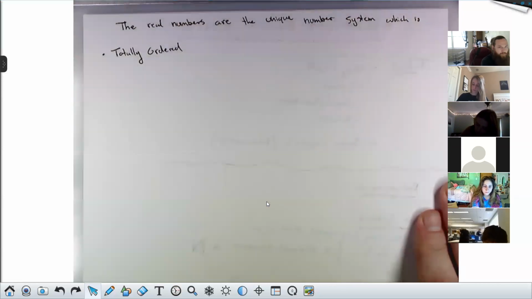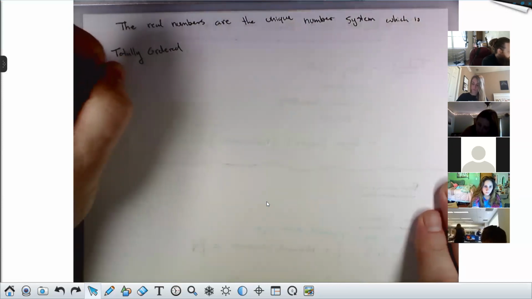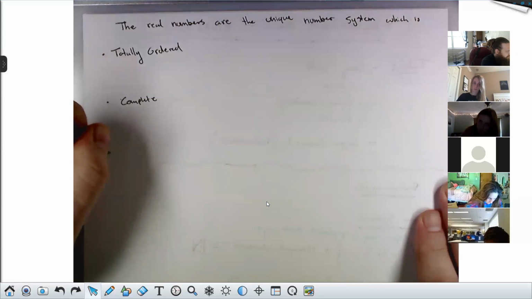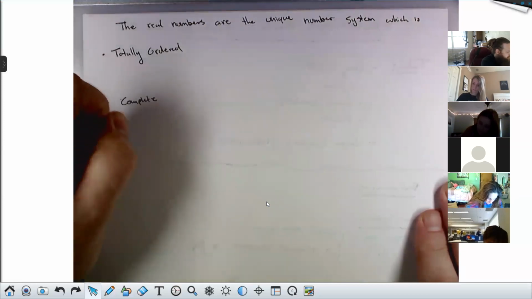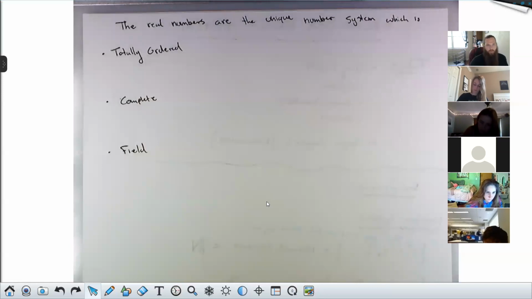Leave some space. I'm going to come back and explain what each of these things mean. Totally ordered, complete, and a field. All right. So I'm going to explain what each of these things mean. But if you have a number system which is a totally ordered complete field, then that is the real numbers, up to what mathematicians call an isomorphism.